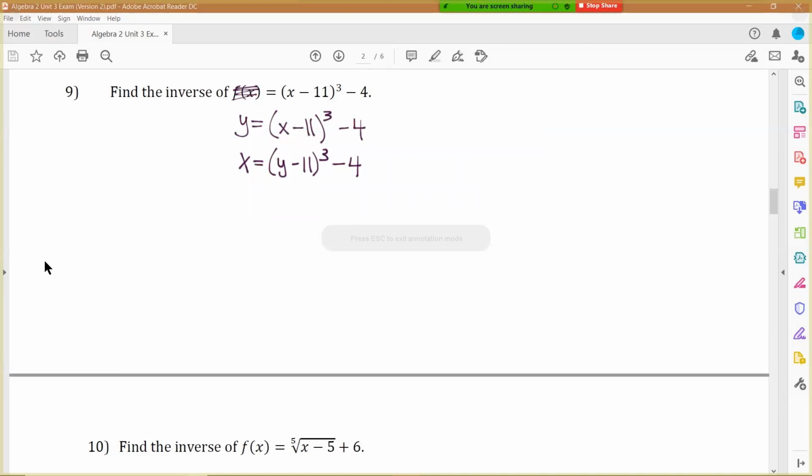Step number 3 is the one that could take multiple steps. We want to solve for y. In order to solve for y, I've got to get the parentheses with the exponent by itself. So I'm going to add 4 to both sides. When I add 4 to both sides, I have this.